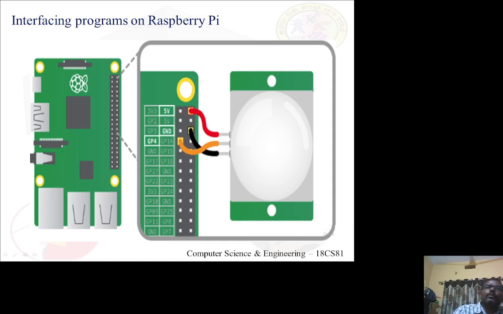Now what happens when motion is detected by the PIR? It sends a voltage. The voltage is sent and received by GPIO 4. Clear? Based on that voltage level, the Raspberry Pi can take action.